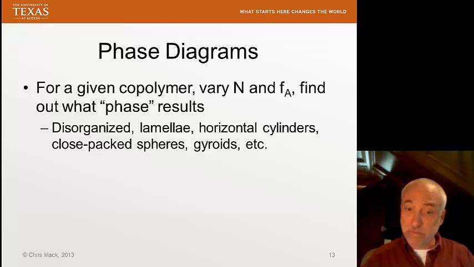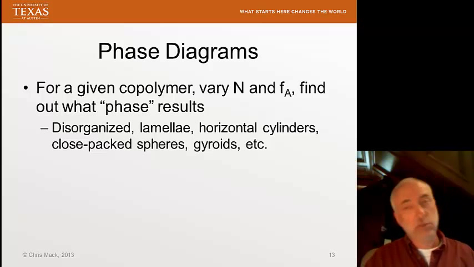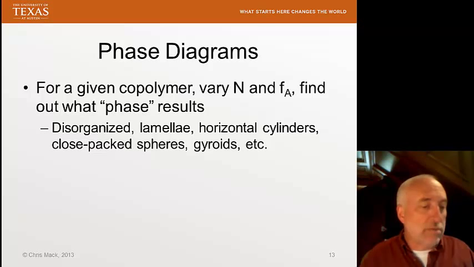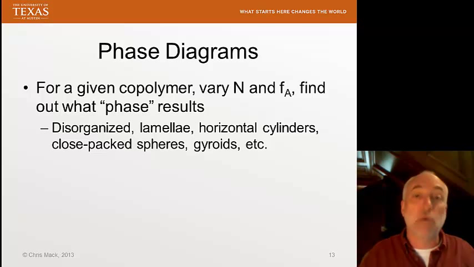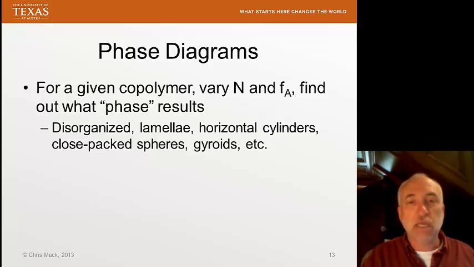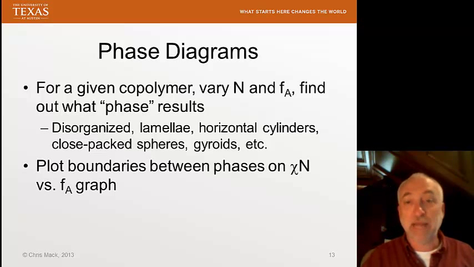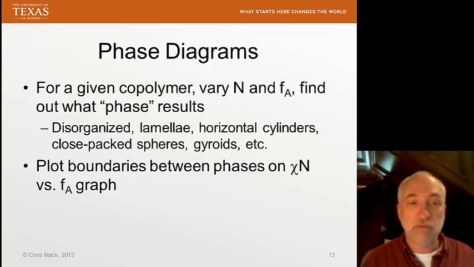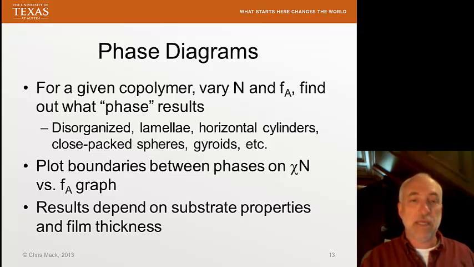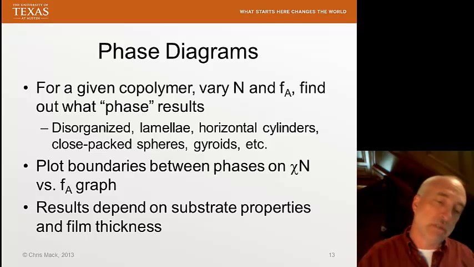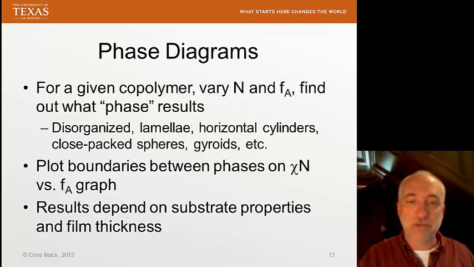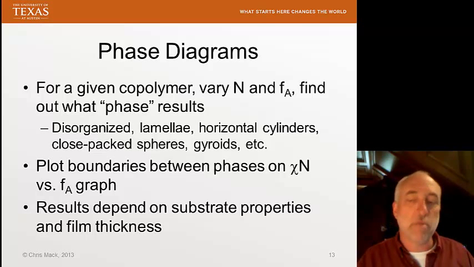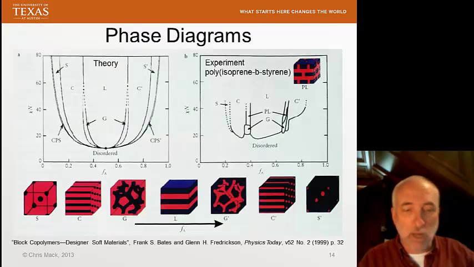So this fraction of A and the fraction of B can be varied as well. So if we were to vary these things, change N, change FA, and then look at what we mix these things up and look at what happens, we find that they can be organized in terms of a phase diagram. We plot the boundaries between the phases on a chi-N versus FA graph and get our results. Our results will depend on substrate properties and film thickness, which we're going to talk about next. But let's ignore that for a minute and just think about these two quantities.